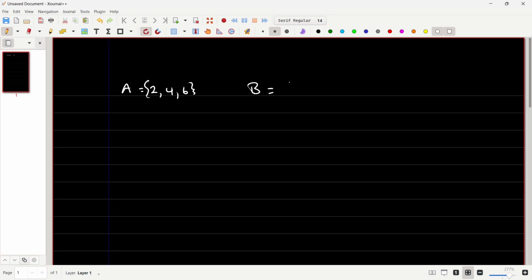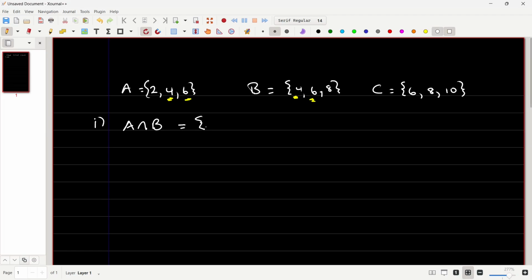B is equal to {4, 6, 8}. C is equal to {6, 8, 10}. So we're looking at first A intersect B. Well, that means we're looking for the common elements of A and B. So I'm seeing 4 and 6 in common to both A and B. So then that means this answer here is {4, 6}.